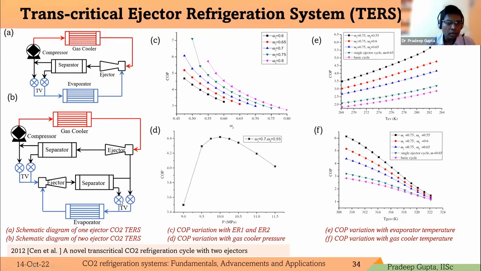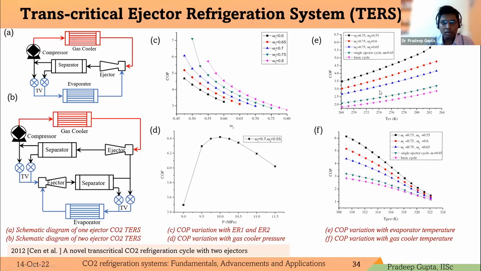And to recover more expansion work, people have even tried this. Tan et al. tried two different ejectors in series. First, a lot of work is recovered from this ejector, and then the flow passes to the separator, and the gas comes into the second ejector as the primary flow, and the secondary flow comes from the evaporator. So we can recover even more work.